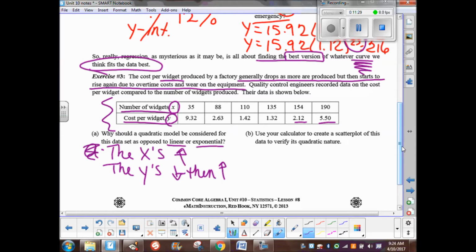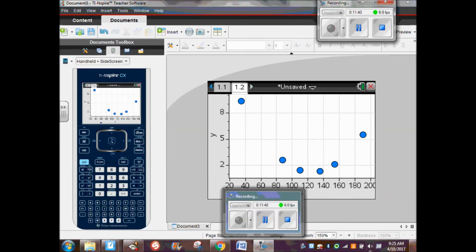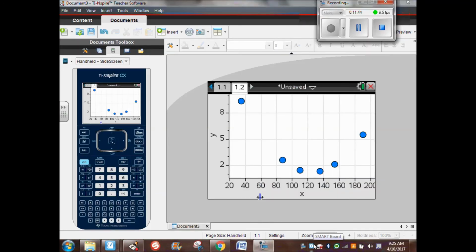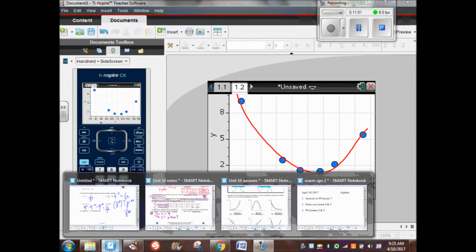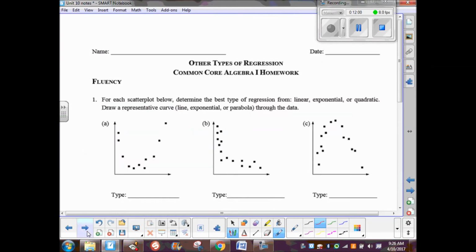So when you take a look at your scatter plot, you should start to see that that's quadratic. So your scatter plot should look like that. Okay, if I were to draw in that curve, you can definitely see that it is quadratic in nature. All right, so let's hop over to the next lesson, lesson 9.